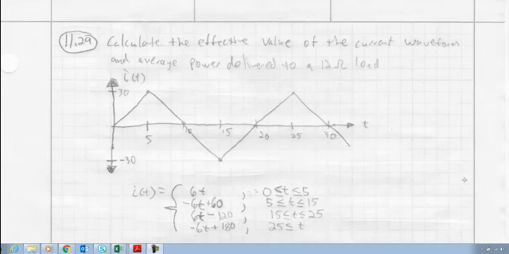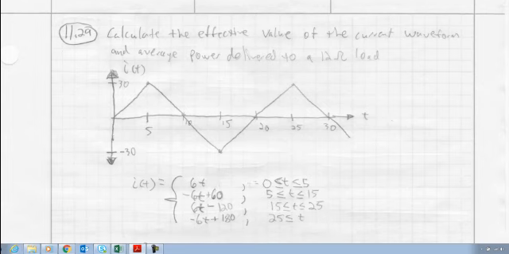In problem 11.29, you are asked to calculate the effective value of the current waveform that you see depicted on your screen and the average power delivered by that current waveform to a 12 ohm load. So, in this problem, what we will begin by doing is finding a mathematical model for I at any given time t. This, of course, is a piecewise function, and each of those pieces is linear.